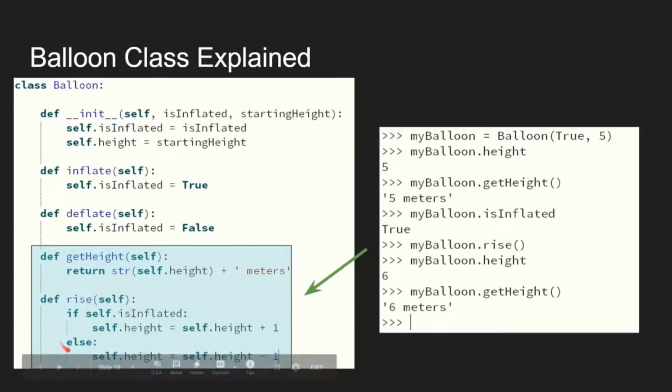Now for the rise function, we see that our balloon, myBalloon.isInflated, is true, so our balloon is inflated. So when we call the rise function, first it checks if the balloon is inflated. And we know that this is true because we just checked. So then we run this code, we increase the height by 1. So here, if we check the height after we call the rise function, it's been increased by 1.